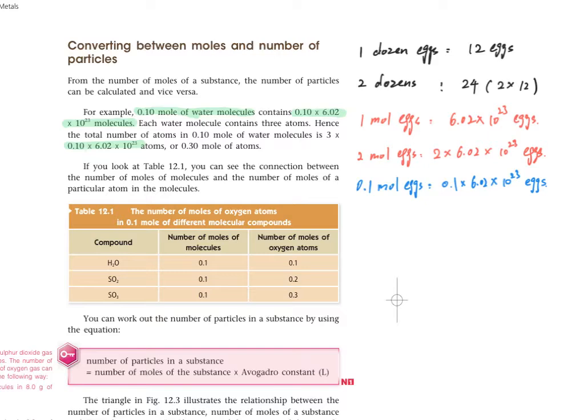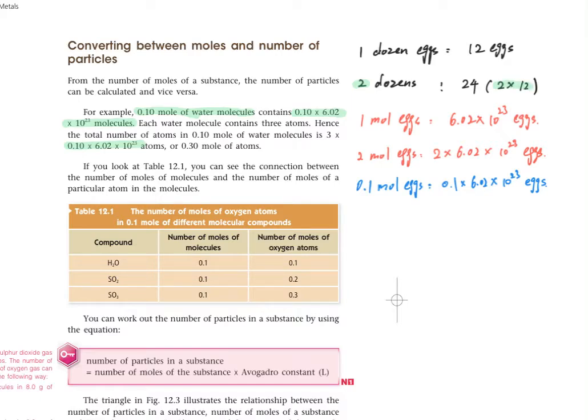Now the second part is converting between moles and the number of particles. For example, you can see on the right-hand side, 1 dozen eggs, as I said before, is equal to 12 eggs, right? Then how about 2 dozens? 2 dozen means 24, right? How to get the 24? Just use 2 times 12, which equals 24.